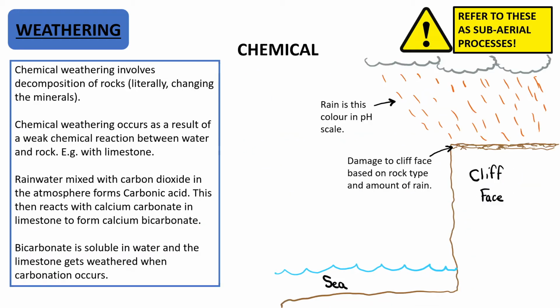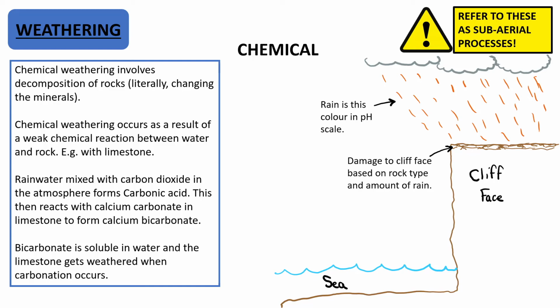Chemical weathering involves the decomposition of rocks from rainfall mainly, and this is a result of a weak chemical reaction between the water and the rock, mainly with limestone. Rainwater mixed with carbon dioxide in the atmosphere causes carbonic acid. This then reacts with the calcium carbonate in the limestone to form calcium bicarbonate. The bicarbonate is soluble in water, and the limestone gets weathered when this carbonation occurs. So the more rain there is, the more this reaction takes place.